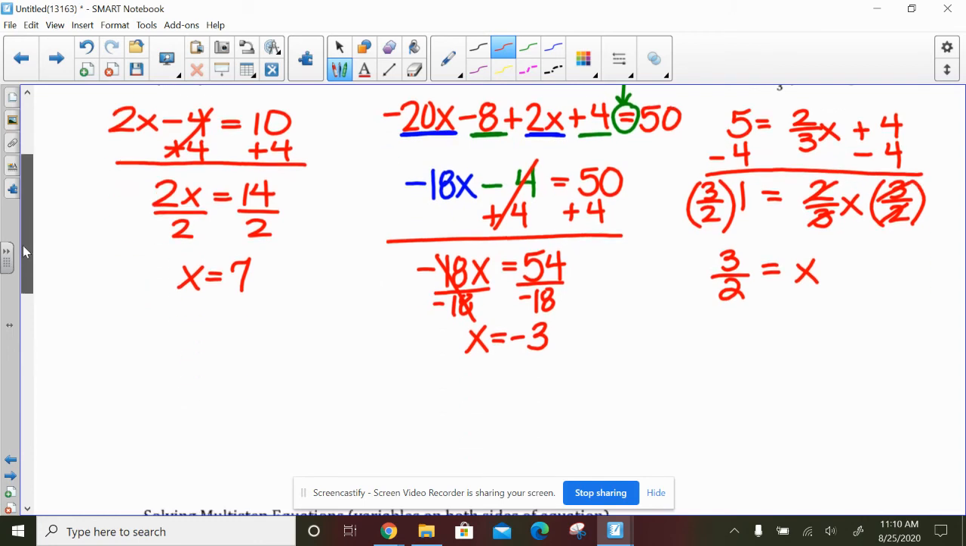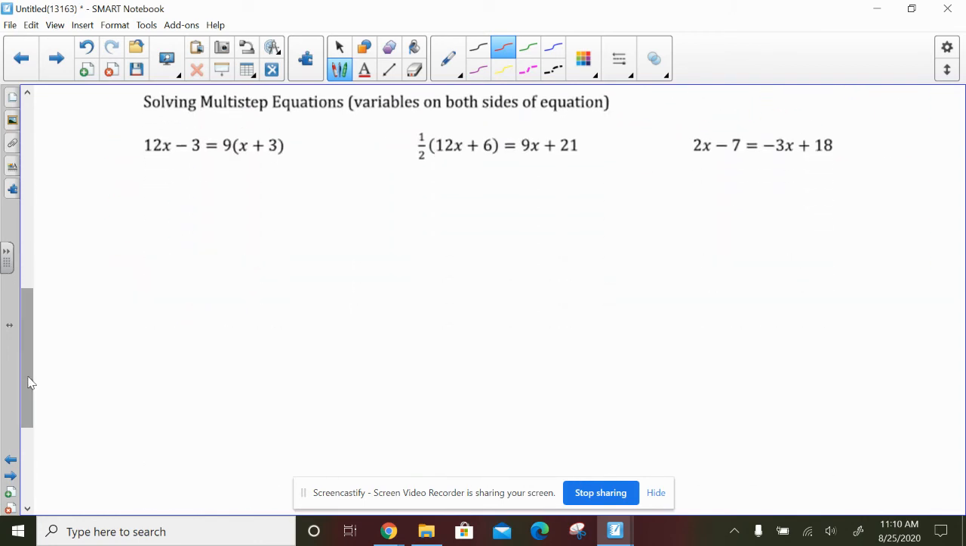Okay? And then the last set of problems are your variables on both sides. Okay, so now on the first one, first thing I have to do, anytime you see a parentheses, you have to get rid of that first. So I have 12x minus 3 equals 9x plus 9 times 3, 27.